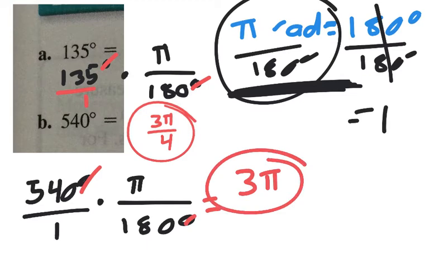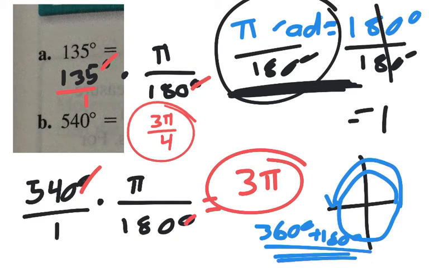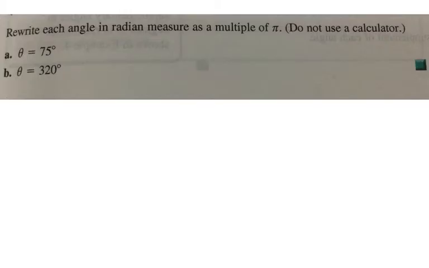So 540 degree rotation, that means we're basically rotating. This would be 1 pi, 2 pi, 3 pi. Right? Because I rotated 360, and then I rotated another 180, which is 540, which is in radians 3 pi. Okay, so now they want you to convert both of these from degrees to radians. So pause the video, try it on your own, and then you can check your answers with me.